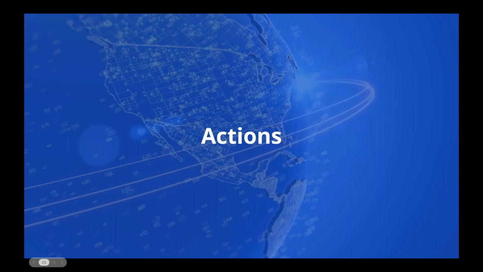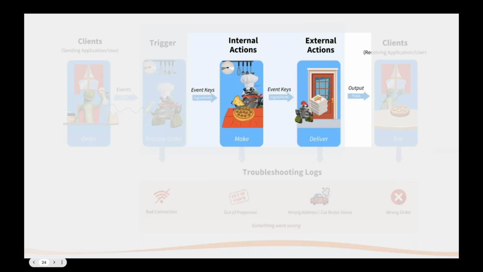So actions represent any steps that we take after a trigger is fired. And at this point in our pizza story, the restaurant has received our order. Now it's time for the kitchen to make the pizza. And then a driver takes that pizza and delivers it to our door. And this conveniently also describes two categories of actions that we can use in automations. When an event is sent to our trigger, we can perform actions either within FME Server or external to FME Server.